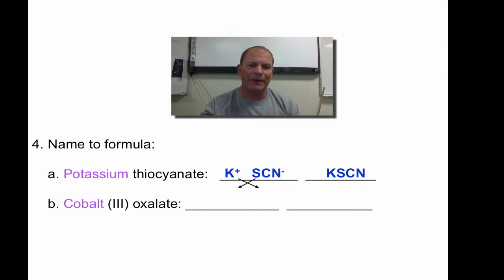Next one, cobalt(III) oxalate. So cobalt, I know, is a +3. My Roman numeral tells me that. That's the nice part about the IUPAC name. Oxalate, you just have to memorize it. It's C2O4 2-. Now in this situation, this is where the crisscross method is helpful. Just drop the 2 down for your cobalt and the 3 down for your oxalate. And remember, I need 3 oxalates. So what must I put around my oxalate, my polyatomic ion, to protect it? Because it's a unit, correct. You must put parentheses around it. You need 3 of them.